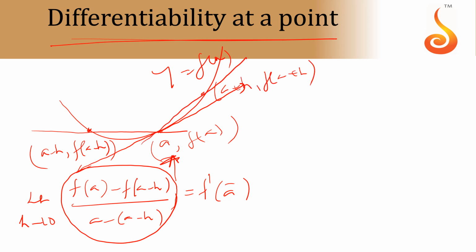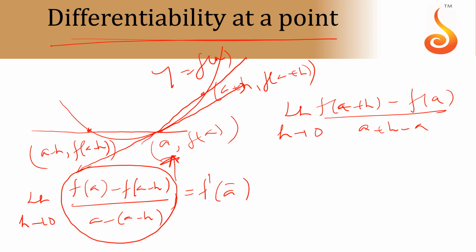secant line slope is f of a plus h minus f of a by a plus h minus a as limit h tends to 0. So this is called the right hand derivative.